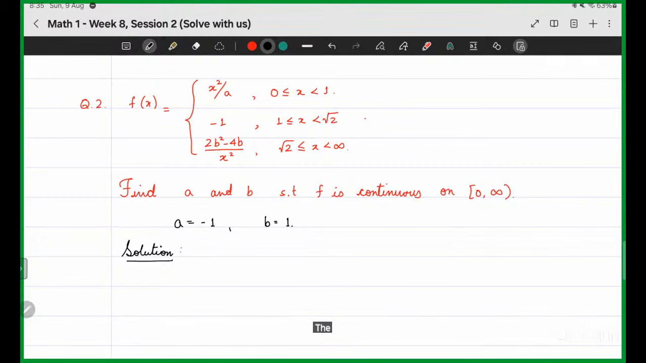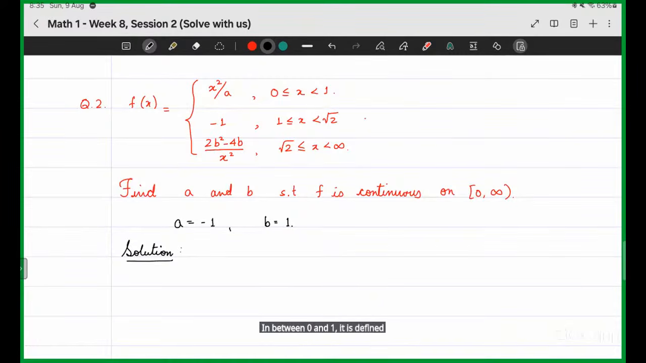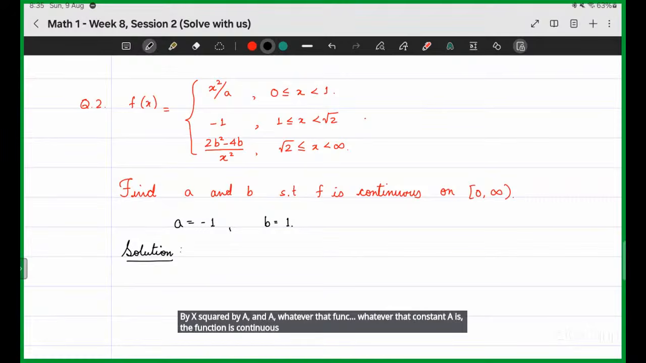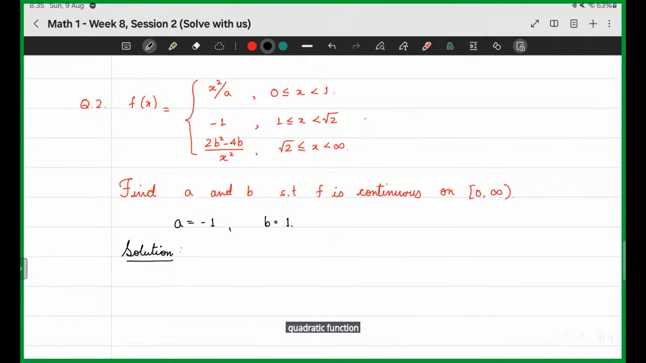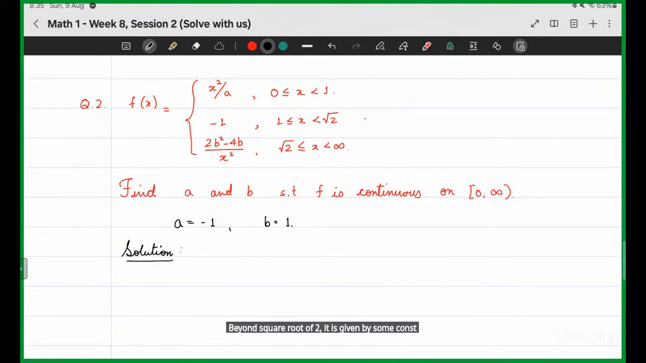The strategy is the same as the previous problem. This function is defined on all non-negative real numbers, right? In between 0 and 1, it is defined by x squared by a, and whatever that constant a is, the function is continuous between 0 and 1, strictly less than 1, because it is just a quadratic function. Similarly, it's a constant function between 1 and square root of 2. Even there, it's a continuous function. Beyond square root of 2, it is given by some constant divided by x squared.